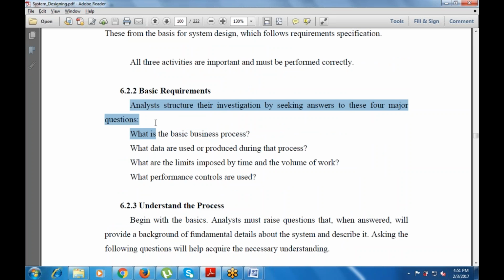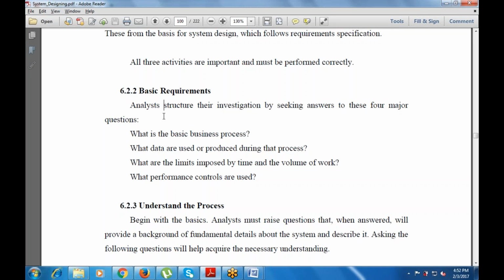Analysts structure their investigation by seeking out answers to various questions. What are the various questions? These are the basic requirements that must be established within requirement gathering. First, what is the basic business process? That means, why are we using this opportunity, what is the main aim of the business? Then, what data are used or produced during that process? Whatever business process we gathered, how do we gather that information, and what type of data is required and produced during that system?